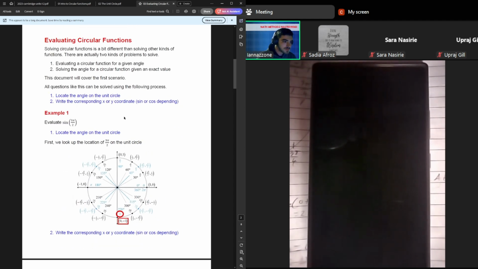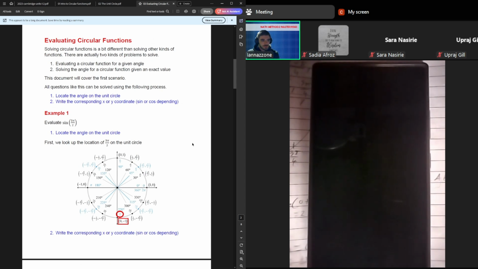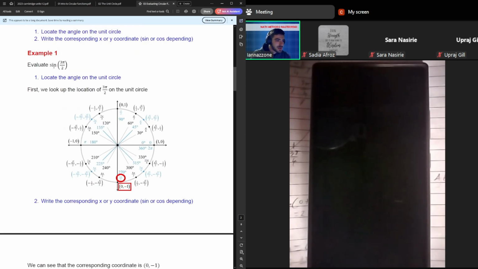Okay, so we're going to do what's called evaluating a circular function. Now, that's slightly different to solving a circular function. What I mean specifically is that evaluating a circular function means you have the angle, but you don't know the exact value. So in this case, it's like, okay, what is sine of 3 pi over 2? We have the angle, we just don't know what that equals.